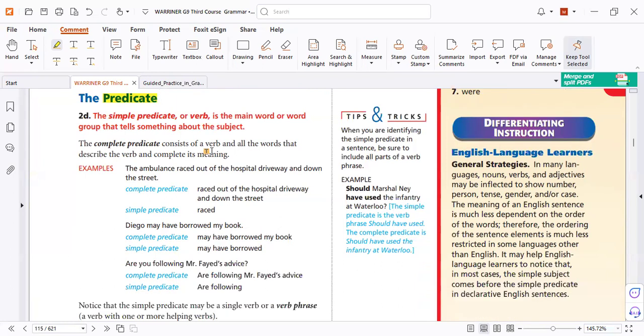Okay? So, for example, the ambulance raced out. What raced out? The ambulance. So ambulance here is the subject. Did you catch it? Yes. If I take the verb and the rest of the sentence like that, it's called the complete predicate. But I don't care about it because I need only the simple predicate, the verb only. So let's find it.